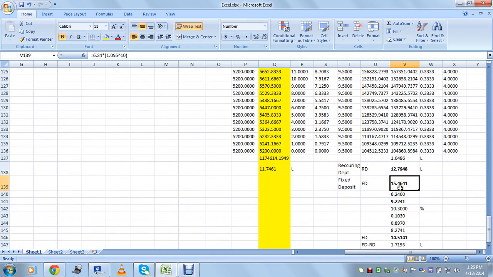Now it is 15 lakhs. Now I would explain this formula again. It is nothing but 6.24 lakhs into 1.095 to the power of 10. Now how does this power of 10 come? I'll just show you with an example.